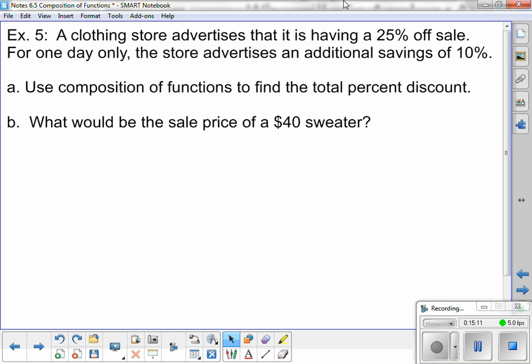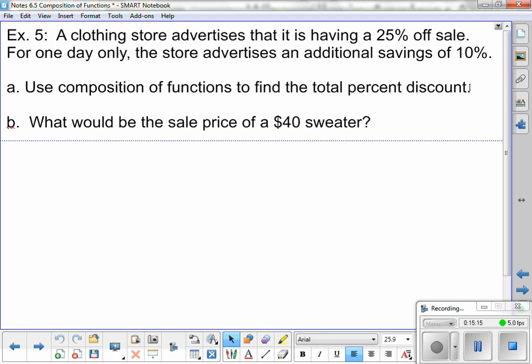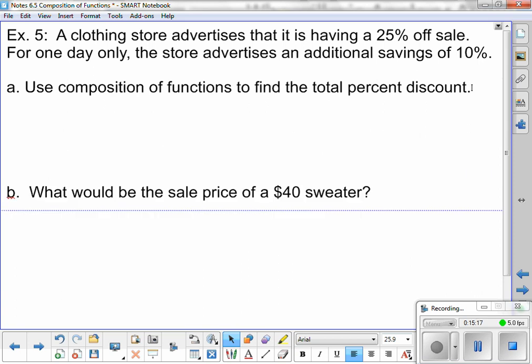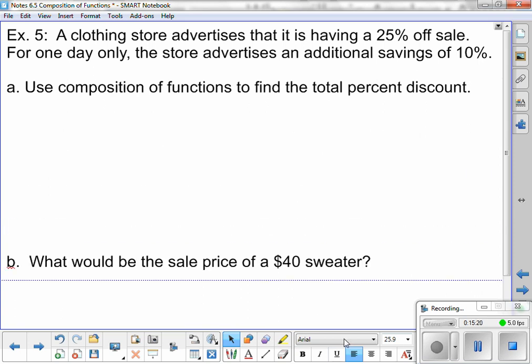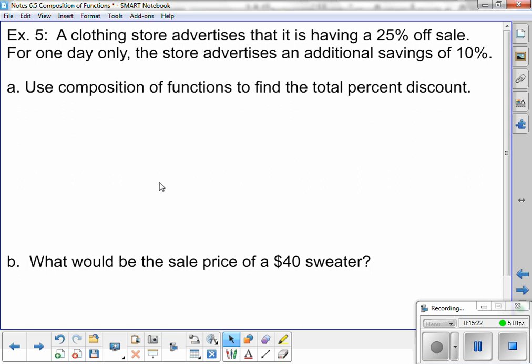All right, so this is asking us to build on what we've just been doing. Let me leave some space here. Use a composition of functions to find the total percent discount. Now, this gets a little bit tricky. Basically, we should make two functions first off. So let's make an f of x function and a g of x function.